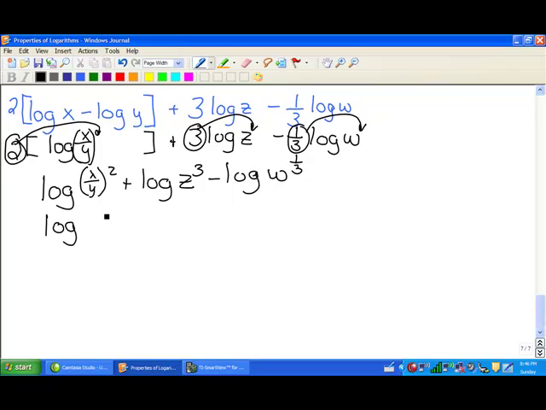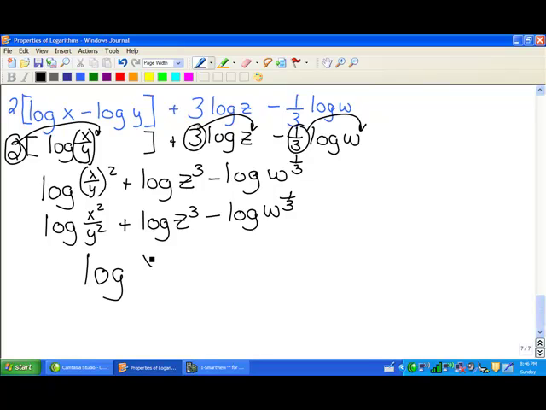The log of x divided by y raised to the 2nd power is the same thing as the log of x squared divided by y squared. Keeping everything else in your problem the same, then we're going to use the product and the quotient property to contract back to a single logarithm. We have x squared over y squared. The z cubed, notice that because its log is positive, it's going to go on the numerator of the fraction. The w to the 1/3, because its log is negative, is going to go on the denominator of the fraction.